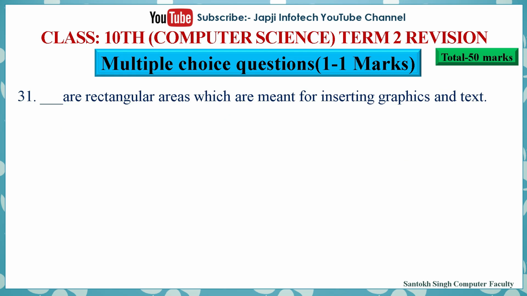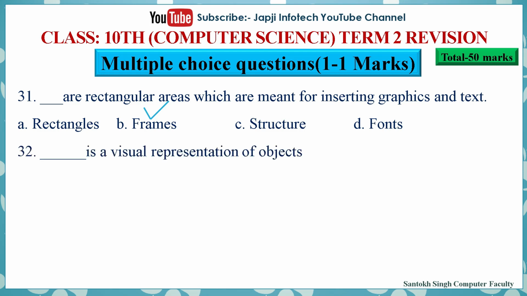And 31st one is that are rectangular area which are meant for inserting graphics and text, and the options are rectangles, frame, structure, and fonts. And the right answer is frames are rectangular areas which are meant for inserting graphics and text. And 32nd one is dash is a visual representation of object, and the options are chart, graphics, frames, and the last one is font. And the right answer is graphics is a visual representation of object.